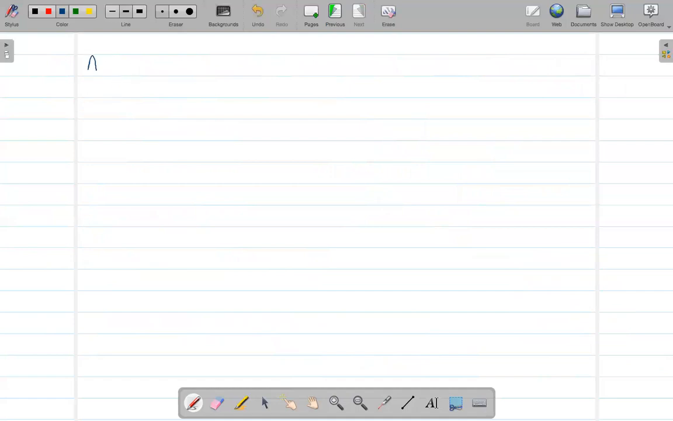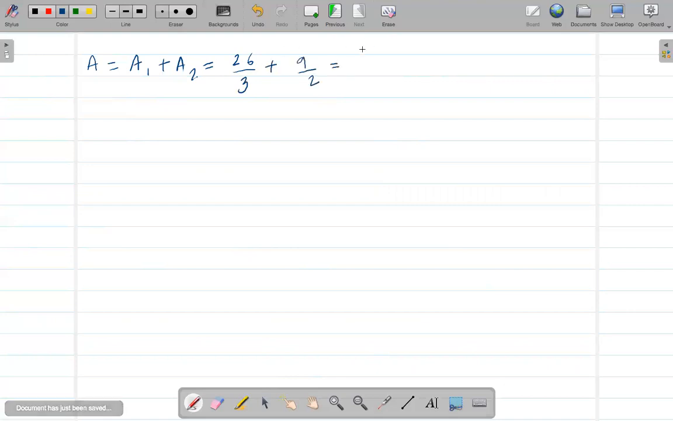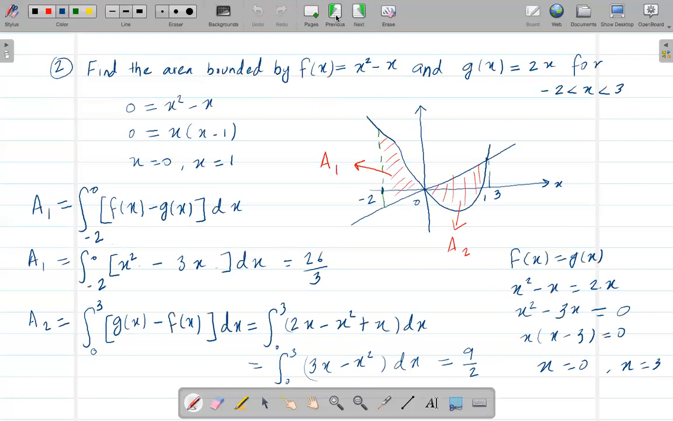So our final answer should be A equals A1 plus A2, which is 26/3 plus 9/2, equals 79/6. All right, so that's the total area bounded by these two graphs between these two intervals.